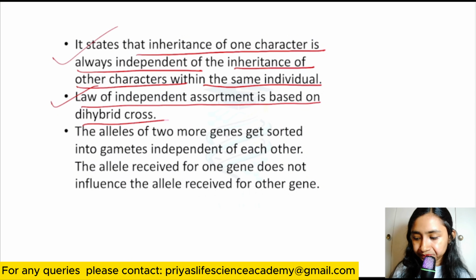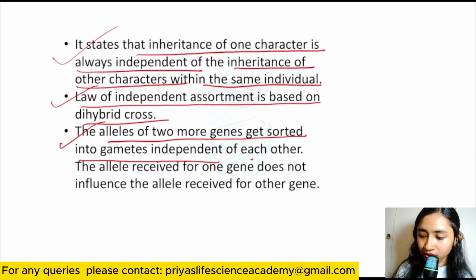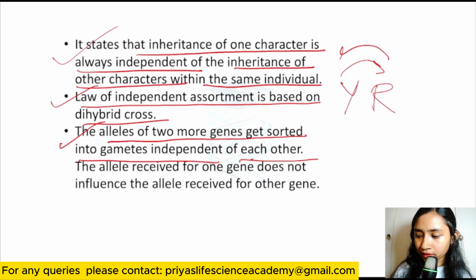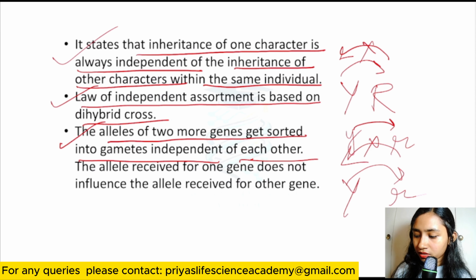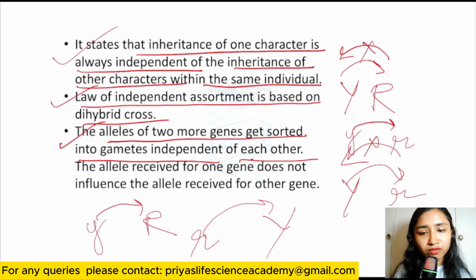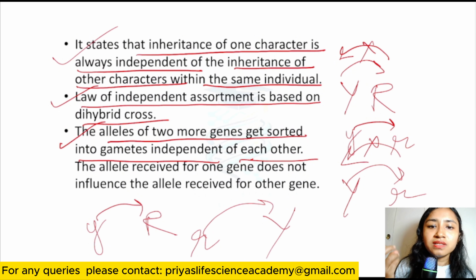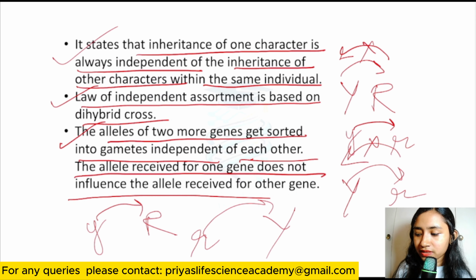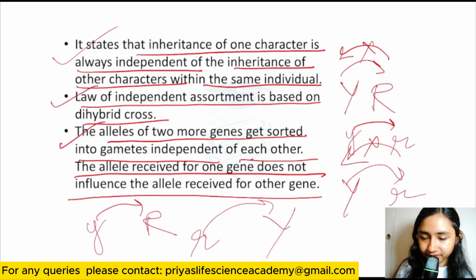We have seen that the alleles of 2 or more genes get sorted into gametes independent of each other: Y will not influence R, or R will not influence Y, or small y will not influence R, or small r will not influence, or vice versa, or capital Y will not influence small r, or small r will not influence capital Y, or small y will not influence capital R. Because each of the characteristics is independent of the others, the alleles of 2 or more genes get sorted into gametes independently. The allele received for one gene does not influence the allele received for the other gene.